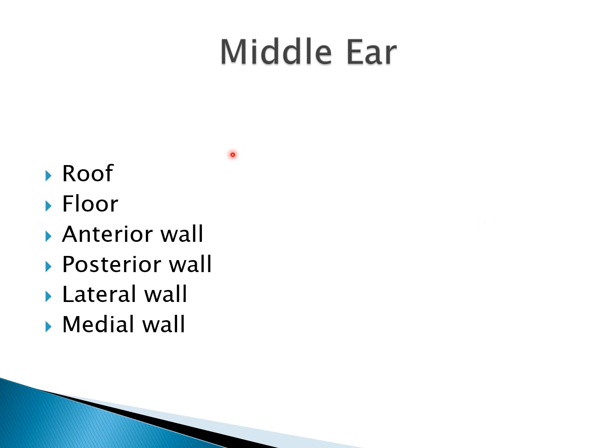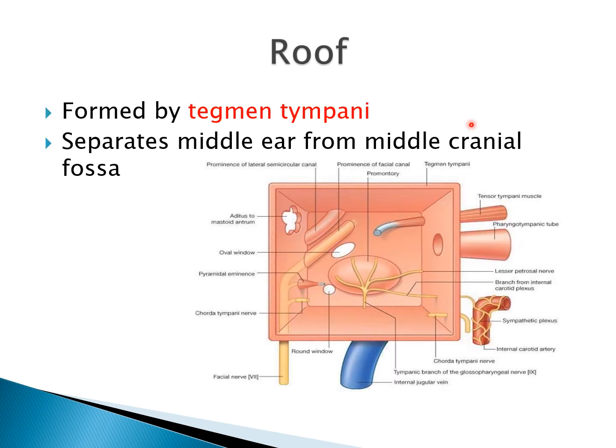So as I told you that middle ear is a six-walled box type of structure with a roof, floor, anterior, posterior, lateral and medial wall. So we'll see each wall one by one. So first roof. Roof is formed by the tegmen tympani. So this is a schematic representation of the middle ear. Now here the lateral wall has been removed. That is, imagine that the tympanic membrane has been removed. So we can see that this is the roof. It is called tegmen tympani and it separates the middle ear from middle cranial fossa.